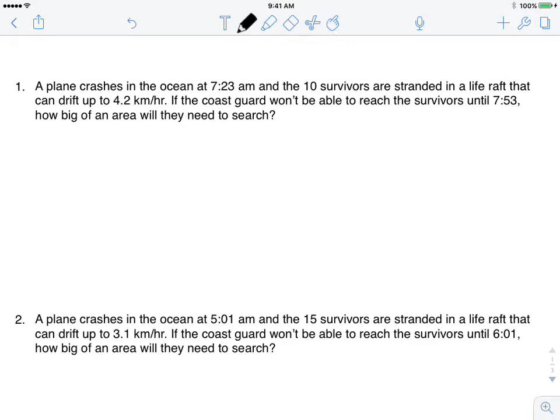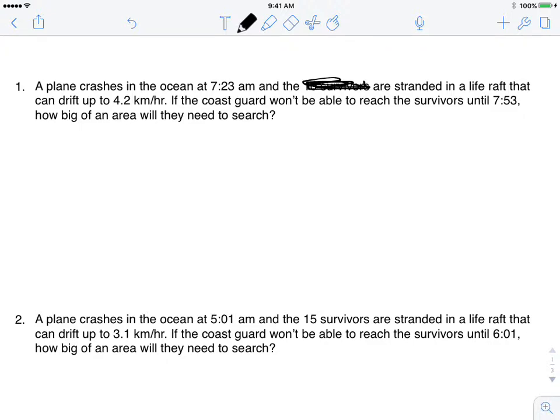All right, so a plane crashes in the ocean at 7:23 a.m. and the 10 survivors are stranded in a life raft that can drift up to 4.2 kilometers per hour. If the Coast Guard won't be able to reach the survivors until 7:53, how big of an area will they need to search? Okay, first thing we need to do. This 10 survivors, I put it in there to be a distractor, so just pretend that's not there.